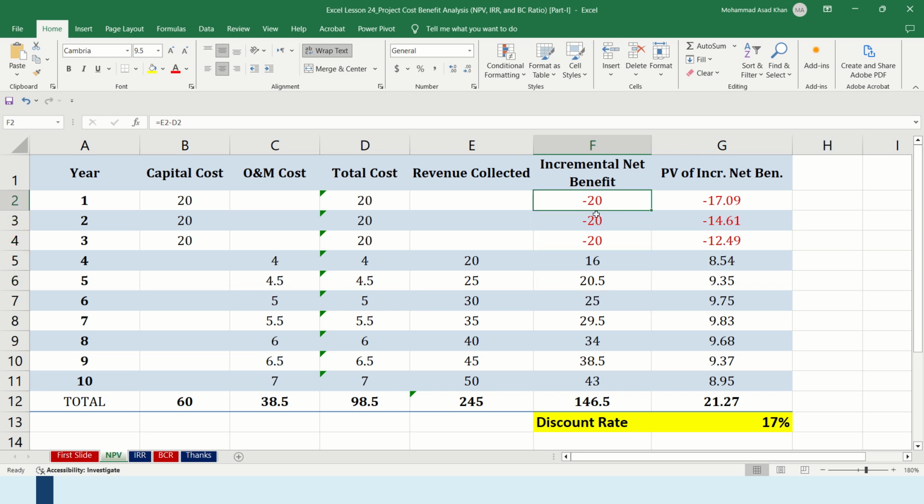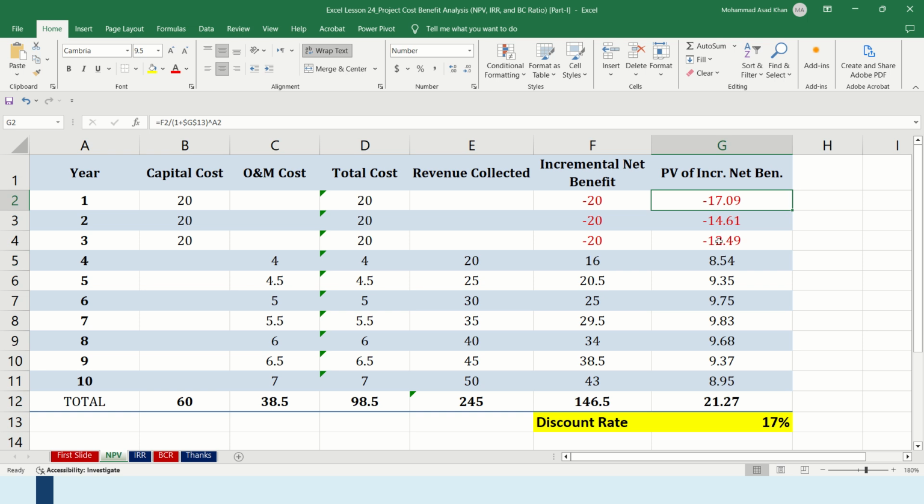You can check conditional formatting in my lessons in the playlist. With minus 20, the cell automatically becomes red. The minus sign automatically makes it red. So 16 million again, 20, 25 million, 25, 20.5, 25 million, 29.5 million. Again, the final outcome is 146.5 million. See the final benefit.